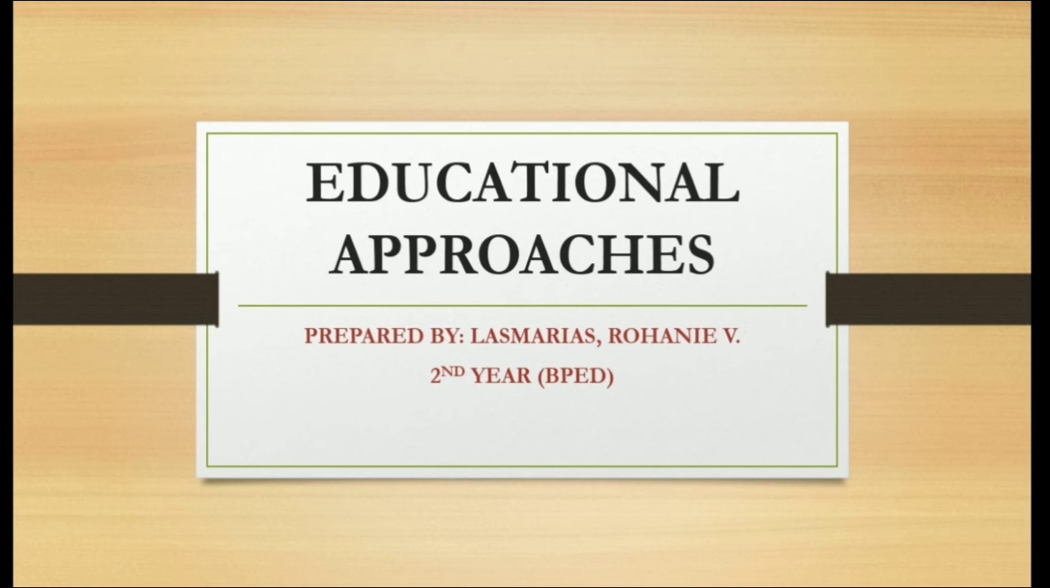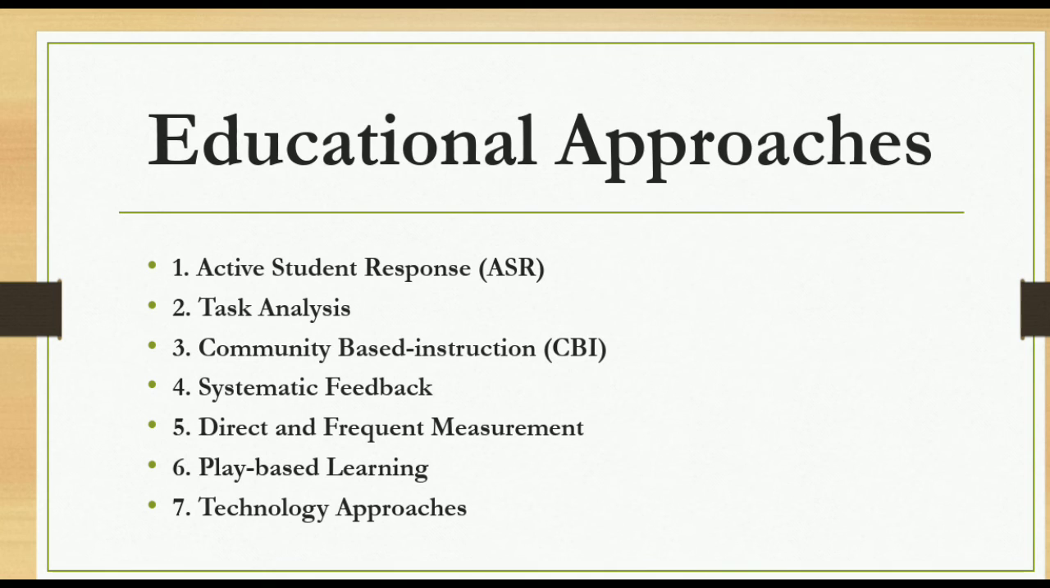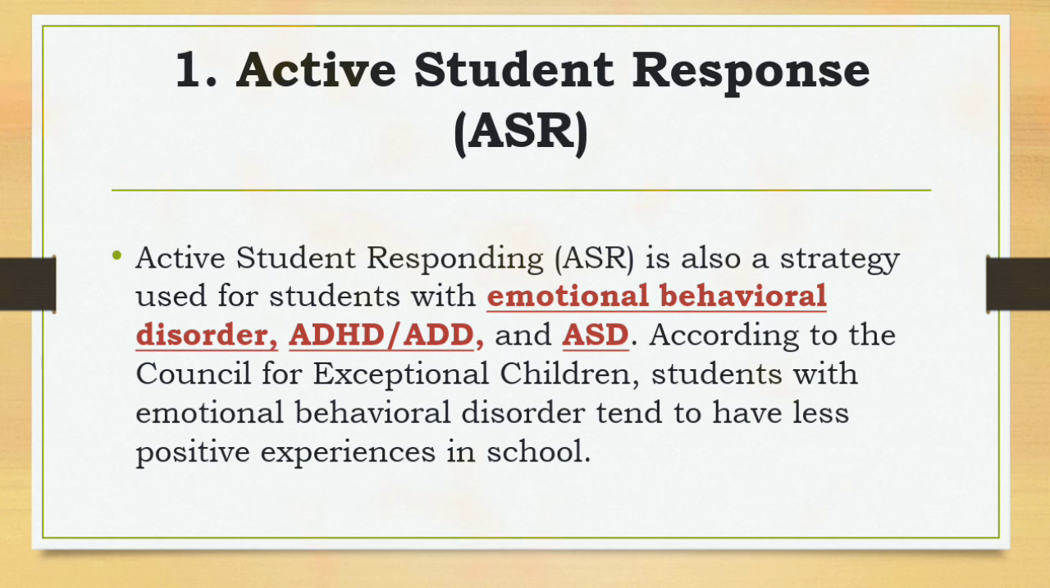So let's check out some educational approaches. Here are the key topics that I'm going to discuss, and there are 7 educational approaches as you can see on the screen. The first one is active student response or ASR. Second, task analysis. Third, community-based instruction or CBI. Fourth, systematic feedback. Fifth, direct and frequent measurement. Sixth, play-based learning. And lastly, technology approaches. So let's proceed to active student response.